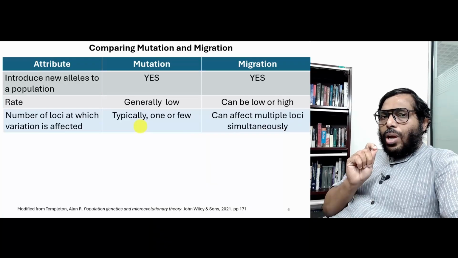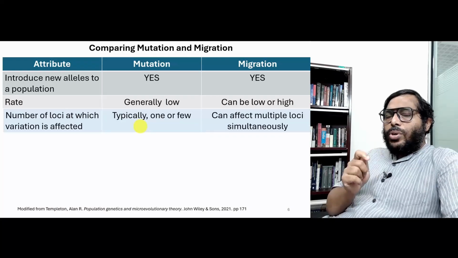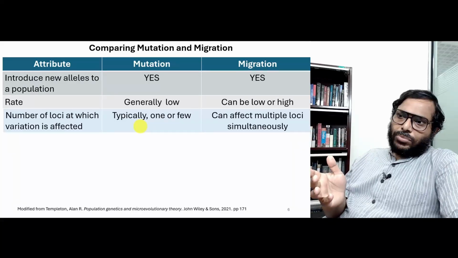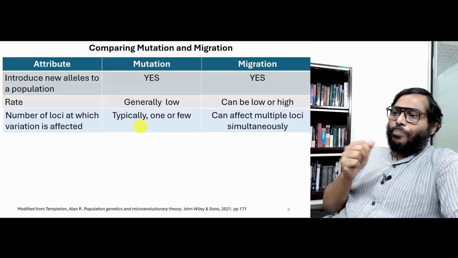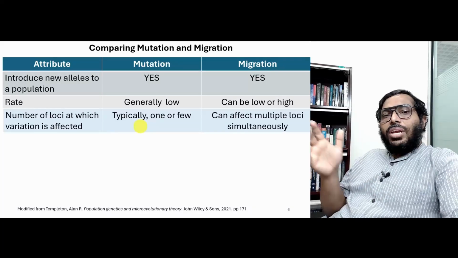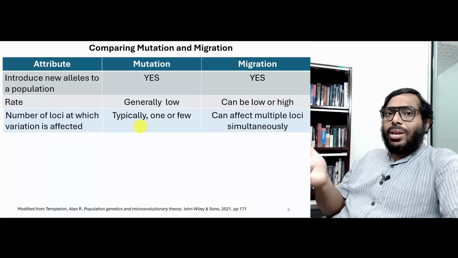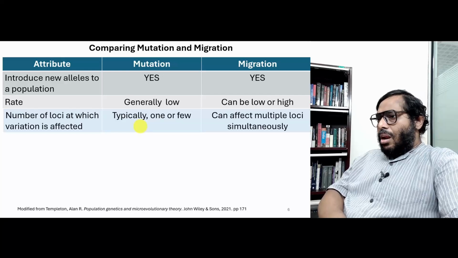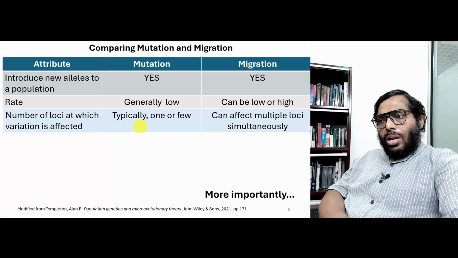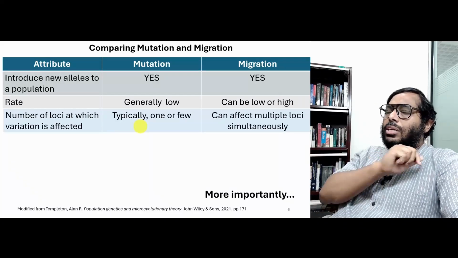And if you look at how many loci are getting affected in the context of a trait, in the context of mutation, since the rates are low, you do not really expect too many loci to get affected at the same time. So, that is why I have written it is typically one or at max a few. However, when migration is happening, you can have variation at multiple loci getting affected simultaneously, because it entirely depends on how many individuals are coming and what exactly they are bringing with them. Now, if you think about what mutation and migration are doing, the overall way in which they interact with the other forces is also slightly different.